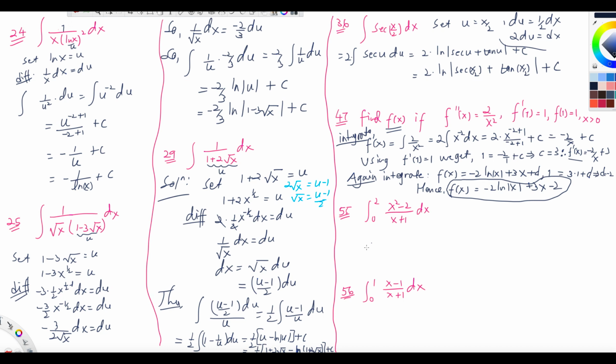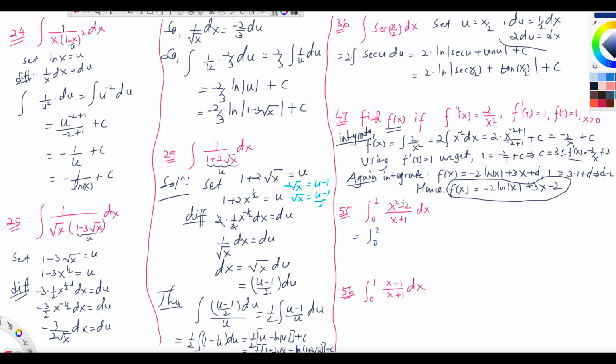Okay guys, so let us do question number 55. Let me use a different color so that you can see it easily. So what do you think you should do for this one? This is very straightforward. How? But this is a definite integral. Okay, so 0 to 2.